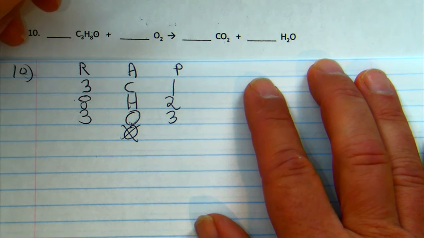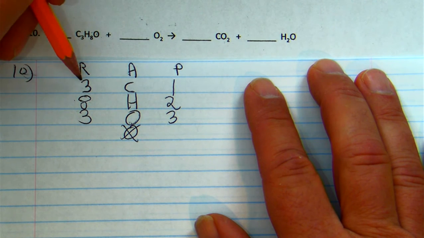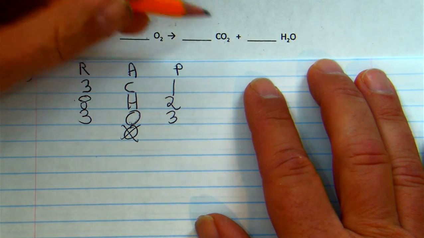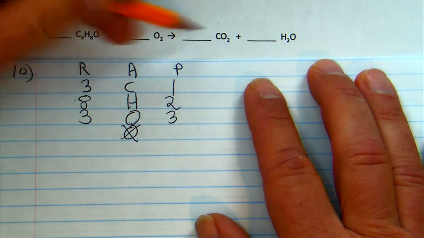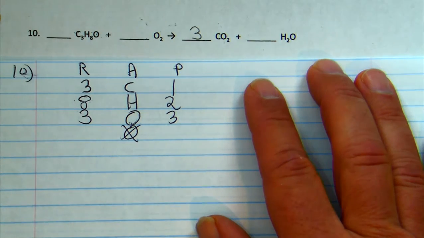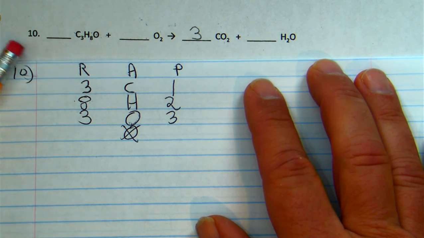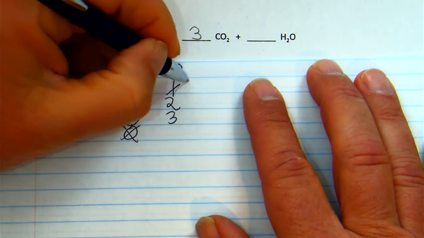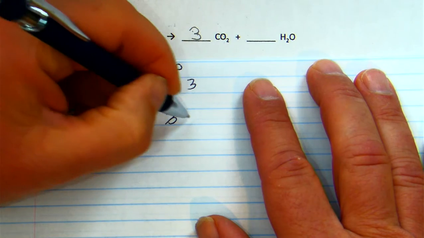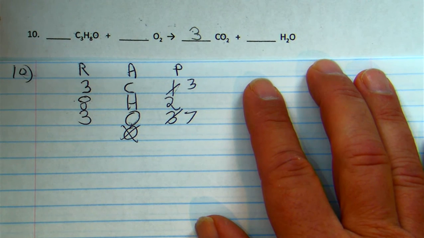So I'm going to tackle the carbons first, because definitely there's no other way of dealing with the carbons. It's a 3-to-1 ratio all the time. So let me try 3 carbons on the right. Updating my rap sheet, I have 3 carbons. Now I have 6 plus 1. Now I have 7 oxygens on the right.